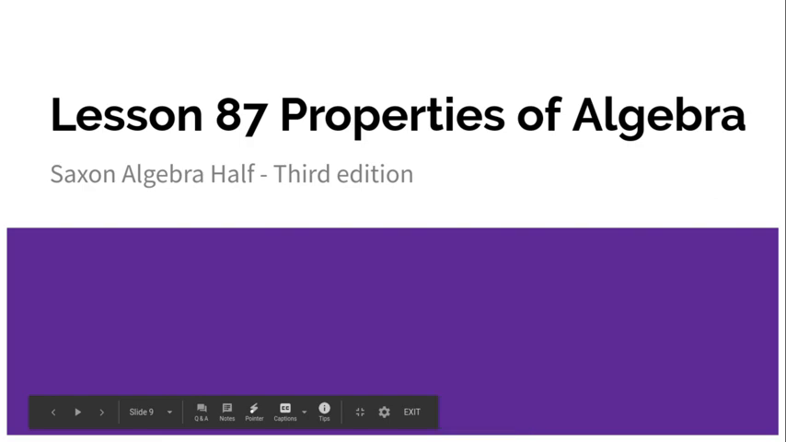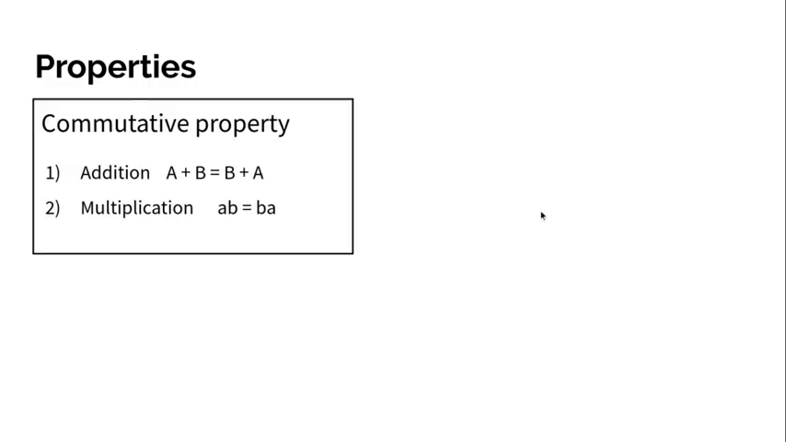Okay, lesson 87, properties of algebra. We are going to review some of the properties we have learned in the past. The first one is the commutative property, and remember that means you can change the places of the numbers and there's no change in the result. For example, 5 plus 3 is the same as 3 plus 5.